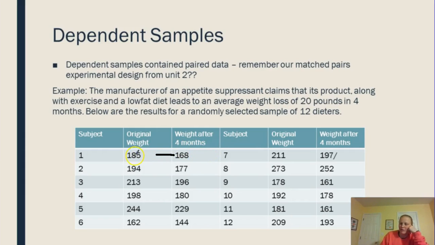So they went from 185 to 168. So I have to compare those two together. I'm not just going to compare the average weight at the beginning to the average weight at the end. I want to know how much weight each individual person lost or gained. And then I'm going to compare that average, so the average difference between the two for each subject. So that's the difference with the independent versus dependent samples.